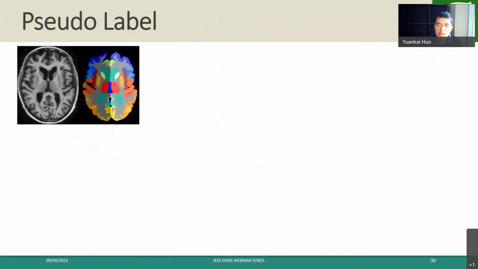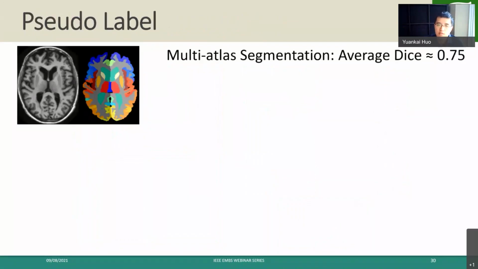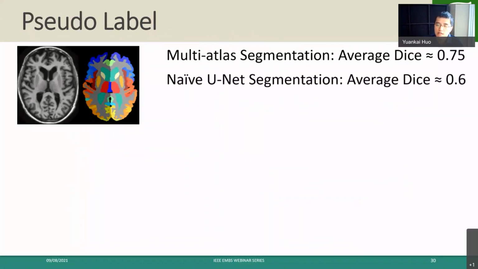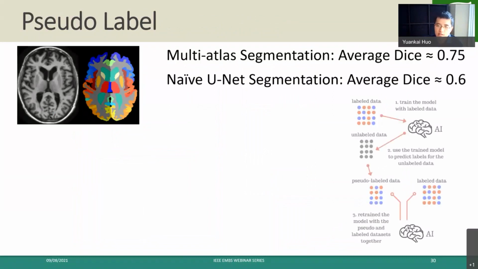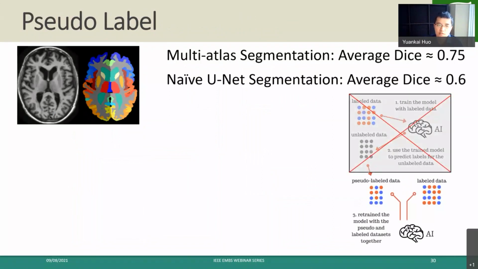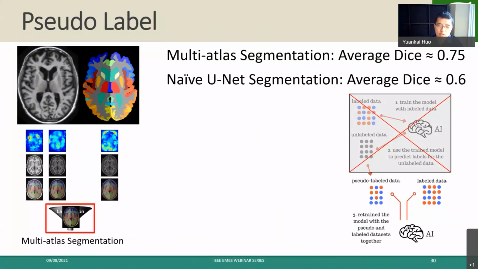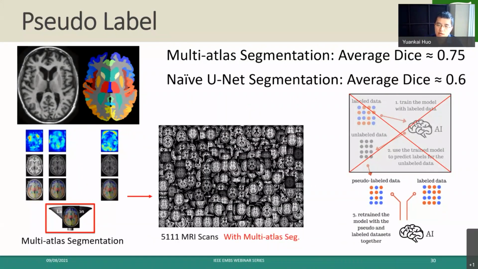And if we compare the performance, multi-atlas segmentation on this task typically achieves 0.75 dice, but if we train the naive version of the UNet, we typically get 0.6 dice. So that motivates us to use this strategy of semi-supervised learning. So what we do is we use multi-atlas segmentation to generate the pseudo labels and train a second model for whole brain segmentation.